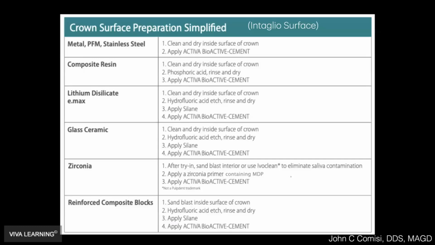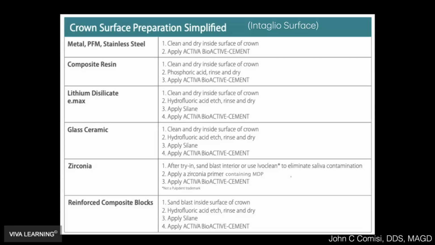Apply a silane. Every lithium disilicate crown that you place should be silanated again after you have tried it in the mouth. Otherwise, you're going to have a delamination and a debonding of your crown. So if you follow these steps, it's very simple and it'll make your life easy. Same thing with glass ceramics, the same basic process: hydrofluoric acid, rinse and dry, then silane, and then the cement.